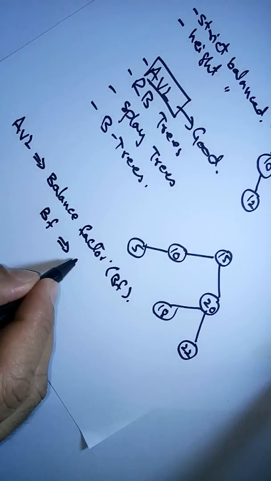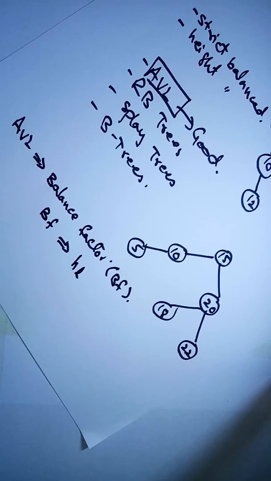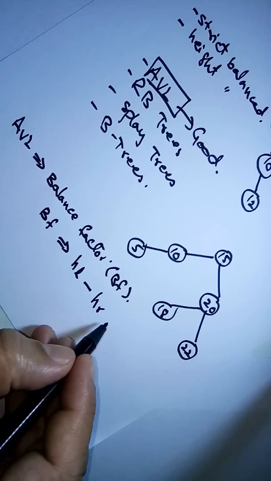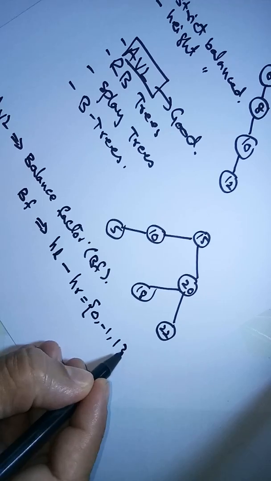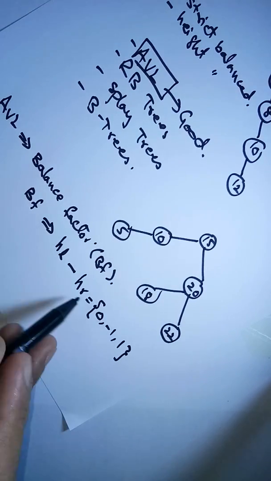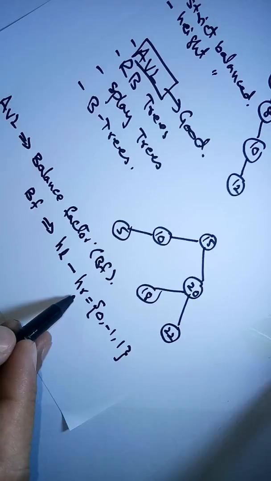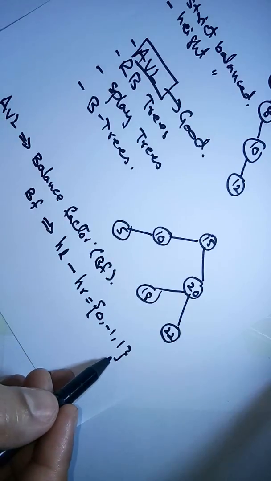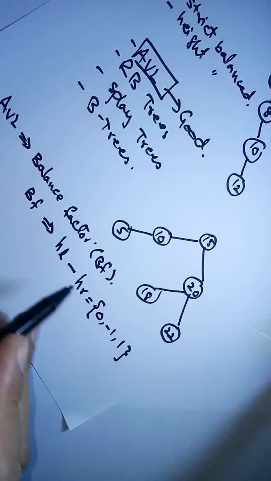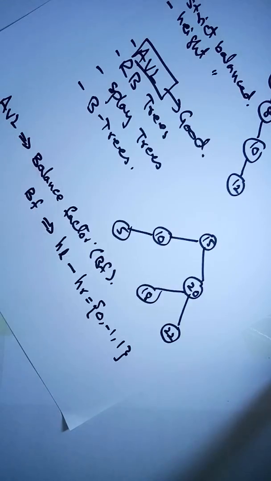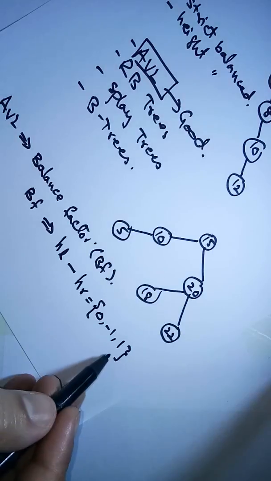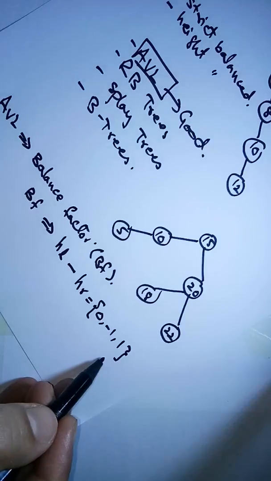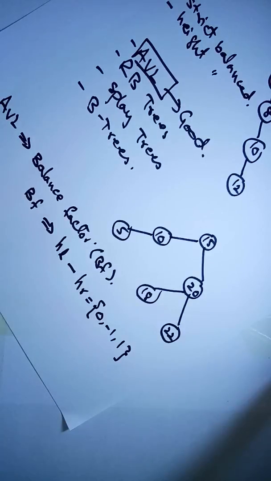How? You need to check the height of the left subtree, you need to check the height of the right subtree, and subtract. If the value after subtracting the height of the right subtree from the height of the left subtree is either 0, -1 or 1, then we call it an AVL tree or a height balanced tree. If the value is other than these allowed balance factor values, then the tree is not an AVL tree, right?